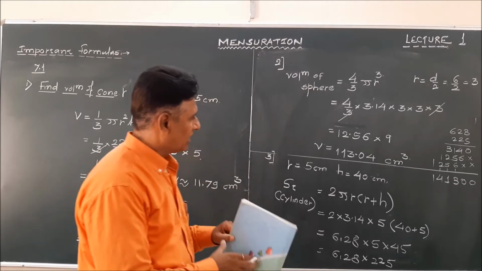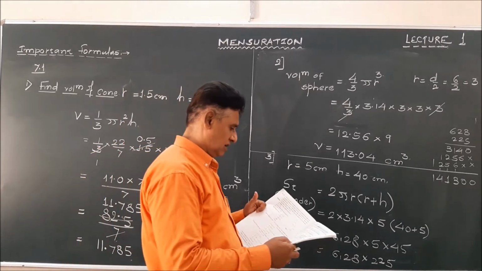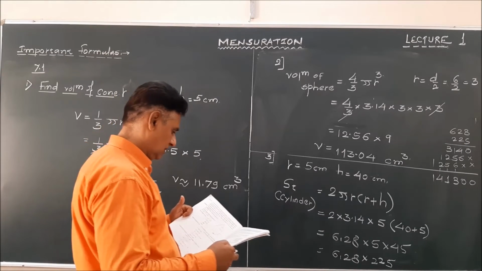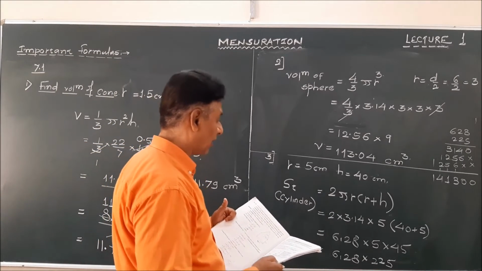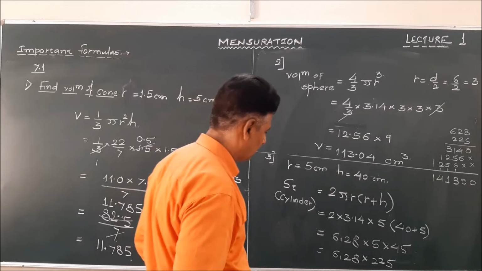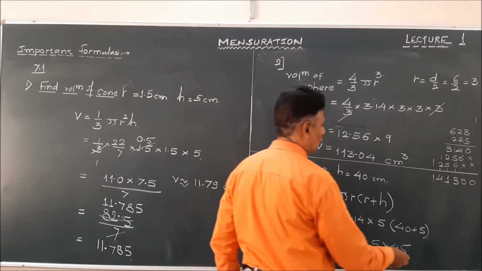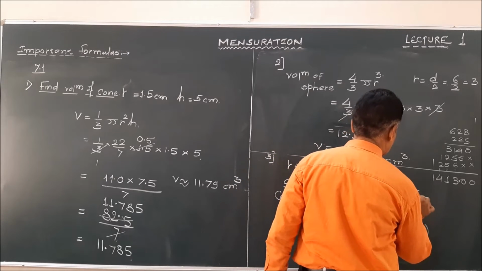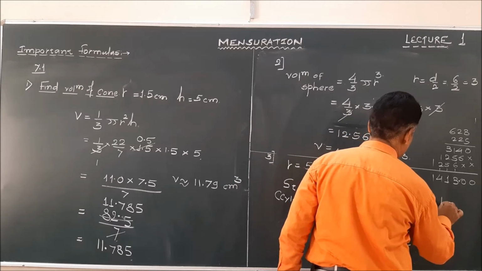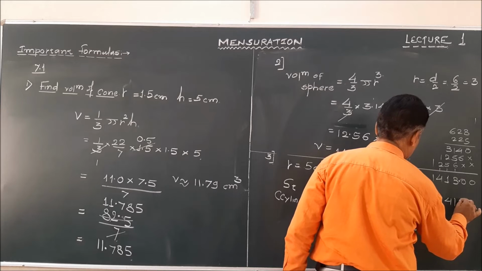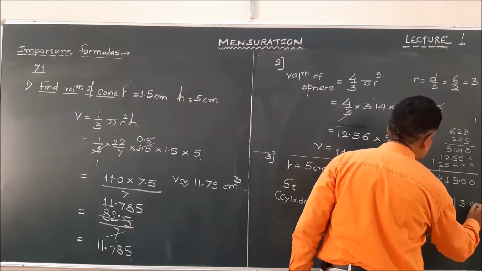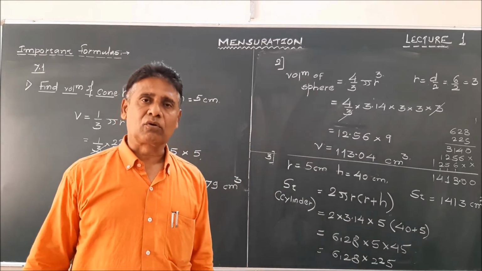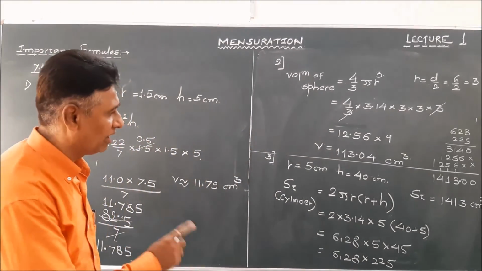So I got it as 141300, right? So you will surely find 1 and 2. So if I place a decimal here, then I get top surface area as 1413 centimeters square. Don't forget to write the proper units, very important.